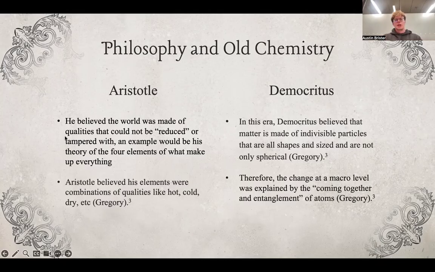Now, Democritus, who was around the time of Aristotle, believed in matter being made up of indivisible particles that were all shapes and sizes, and they were not only spherical. That is very important to say, because Aristotle believed in the whole sphere idea, like everything's a perfect circle, like the orbit of the planets around Earth, because he was very geocentric and whatnot. And Democritus also believed that change at the macro level was based on the coming together, the entanglement, of atoms.